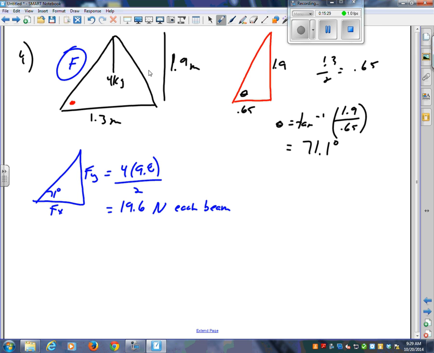Now here, I don't know the hypotenuse. Here I only know the opposite, right? And I need to find the adjacent, and I know the angle. So it's going to be tangent of 71 is equal to opposite 19.6 over adjacent Fx. I get 6.7, right?